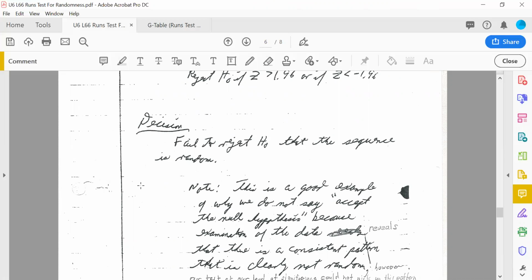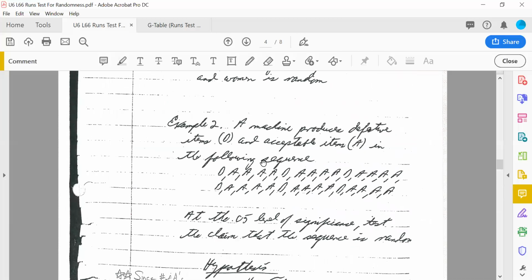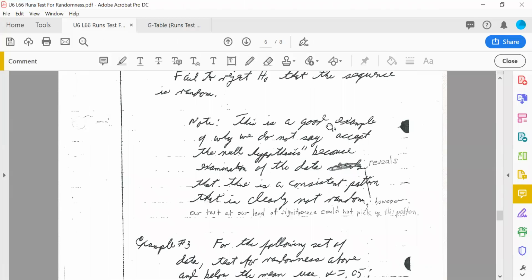And wait, time out. We're failing to reject H0. We're not rejecting and saying that this is not random. That's right. We're not rejecting this. And I'm pointing this out. This is a great example. I know he wrote good. I'm going to say great example of why we do not say accept H0. Because I know it says examination reveals that this is a consistent pattern, which is clearly not random. However, our test at our level of significance could not pick up the pattern.